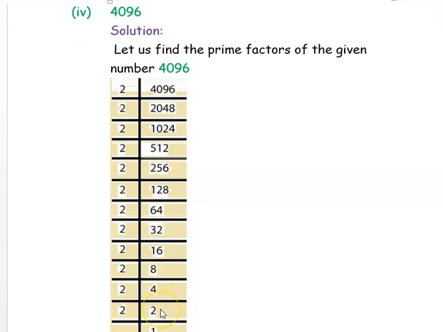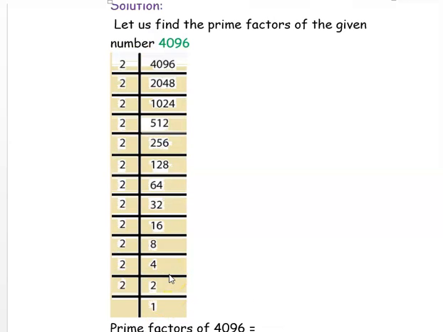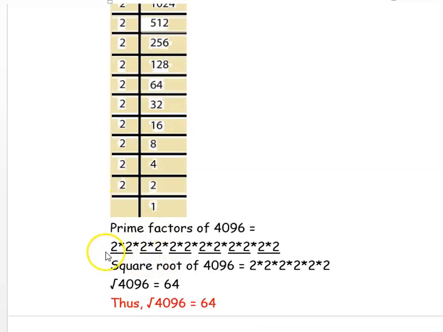Again divide by 2, you'll get 2, again 2 divide by 2, you'll get 1. So now I'm going to write all the prime factors of this 4096. Let's count how many 2's are here. So 1, 2, 3, 4, 5, 6, 7, 8, 9, 10, 11, 12. So we have taken 12 2's. Okay, so that's the prime factorization of 4096.